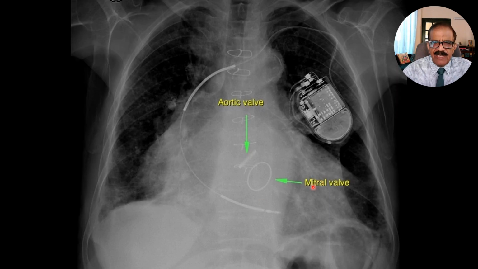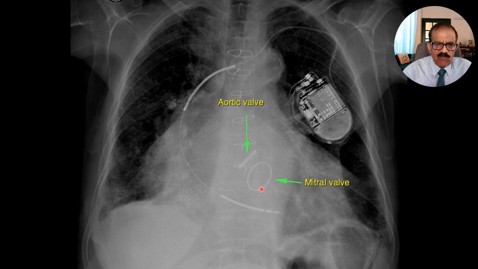This is obviously a very sick patient. You can see the pacemaker. You can see the pacemaker lead going all the way to the right atrium and right ventricle, and this is the right ventricle. And you can also identify the prosthetic valves.